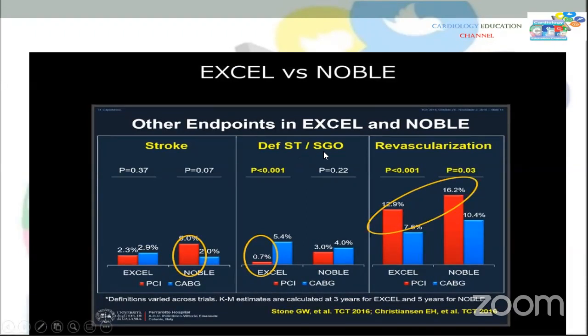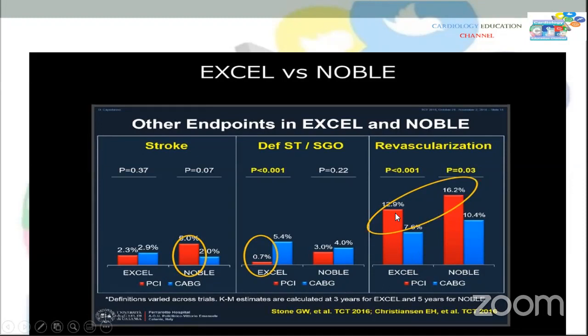And this was compared to saphenous venous graft occlusion, which happened in 5.4% of the CABG patients in the EXCEL versus 4% in those with the NOBLE. And repeated revascularization was not an endpoint in the EXCEL. It was not included in the composite primary.